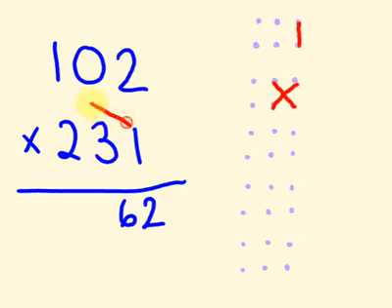I went 1 times 1, 2 times 2, and 3 times nothing. So this one looks like this. So 1 times 1 is 1, 2 times 2 is 4, 3 times nothing is nothing. Add all these together, I get the answer of 5. All right, we're halfway through.